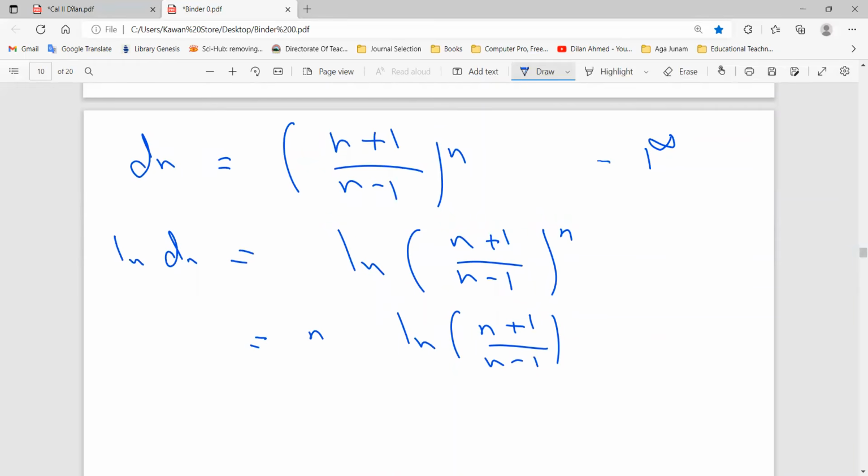How about here? Just substitute infinity. That one will be infinity. How about the other one? Forget about any rules. Just put infinity here. You'll get what? Minus 1. Yes?